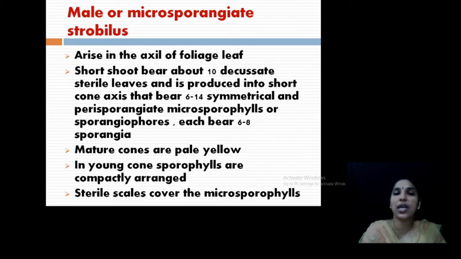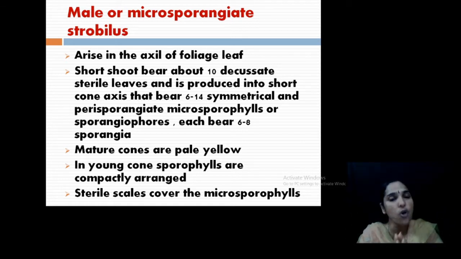First we can discuss the male, that is the microsporangiate strobilus. I already told you this looks like an Equisetum with peltate sporangiophores. It arises from the axil of foliage leaves, usually on the dwarf shoot, that bear about 10 decussate sterile leaves, and has a cone axis with symmetrical and perisporangiate microsporophylls. Microsporophylls, or you can call them sporangiophores, and each sporangiophore bears about 6 to 8 sporangia.